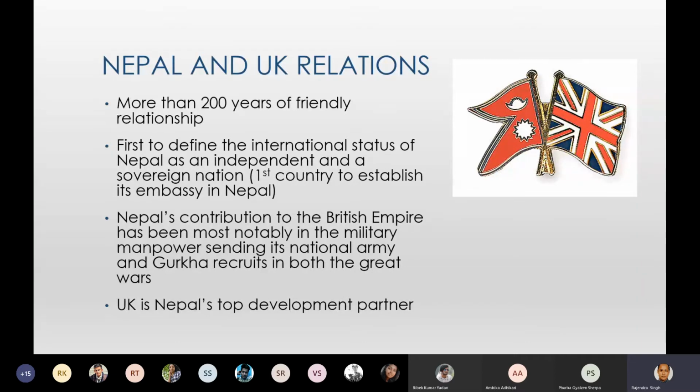So now, looking back, the UK is Nepal's top development partner. That means Nepal actually gets a lot of financial aid from the UK. All right. So the situation was a little different about 100 years ago, right?